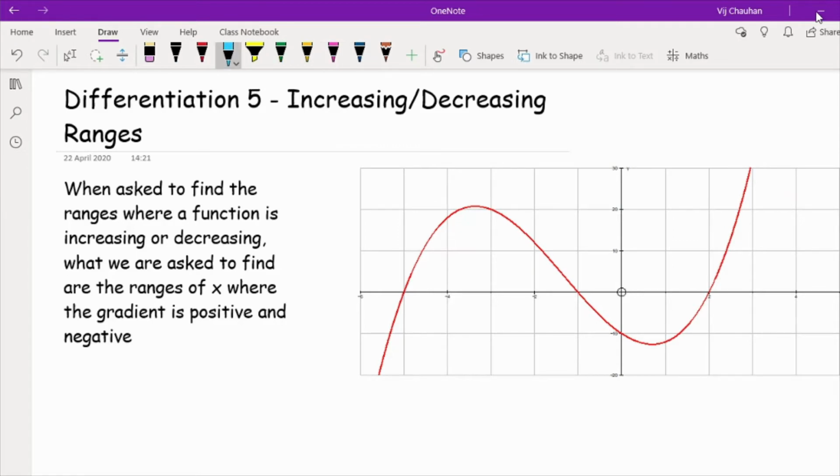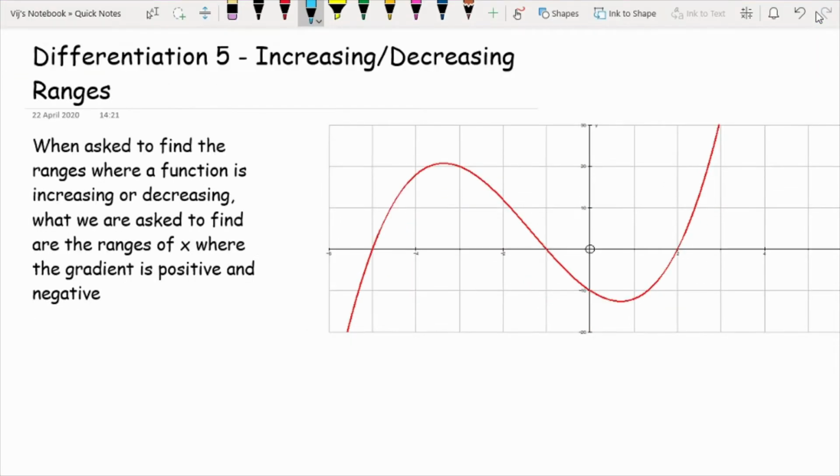So how this relates to the previous work that we've done so far is, if I just get my different colour pen, let's go for blue, and just make the screen a little bit bigger. As you can see, we've got a stationary point here, and we've got a stationary point here. So if I label this point A and this point B, and draw a dashed line going through these sections, and for argument's sake, let's say that this has got an x value of minus 3.5, and this has got an x value of 0.7.